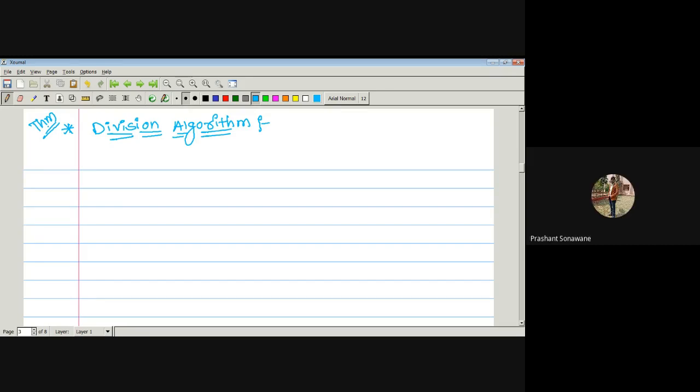For given integers A and B, in which B is greater than 0. And here we will take B greater than 0, since here we have to divide this A by B. Okay, so there exist unique integers Q and R.